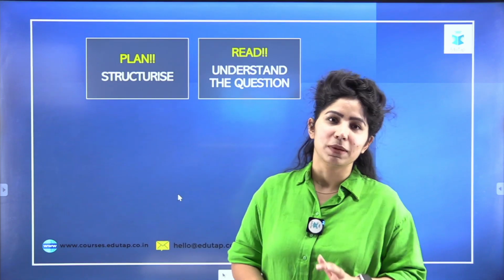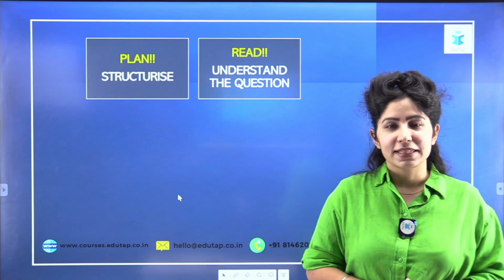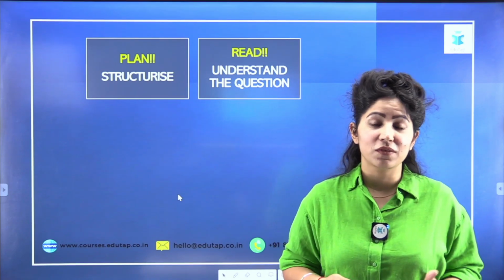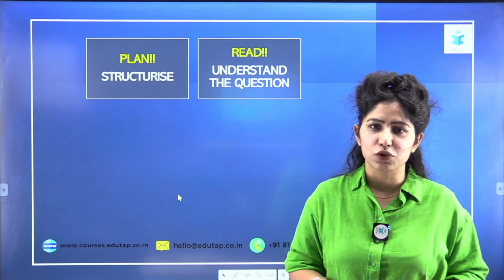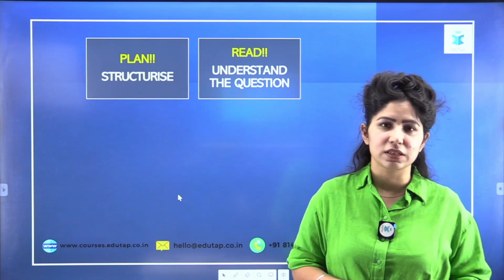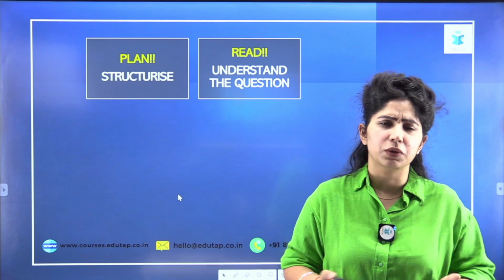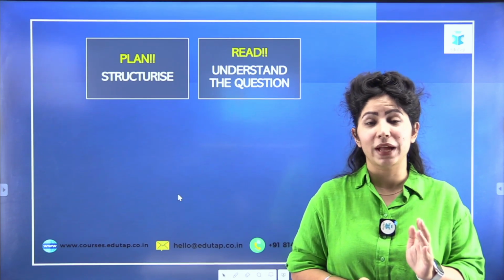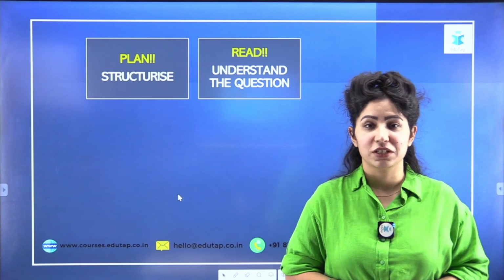What is the second tip? Read and understand the question. Now see, a lot of us, when we look at the question or when we sit for the exam, obviously we are anxious. Nobody is totally calm. We are anxious. We have that adrenaline running through our bodies. Now, the first thing you can do to help yourself is understand the question properly.